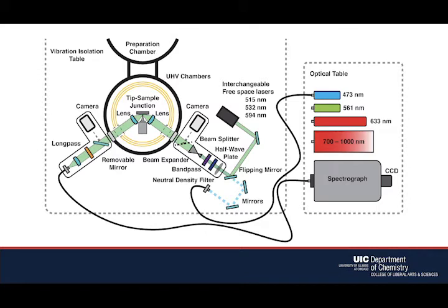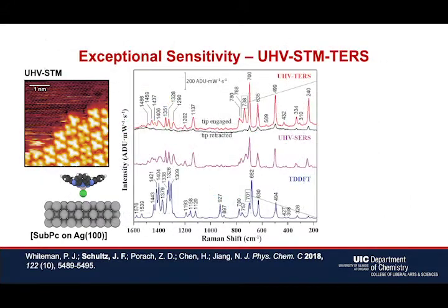Some TERS setups sacrifice the high-resolution imaging capabilities of STM in favor of optimizing optical coupling into the tip sample junction. However, the design shown here preserves the atomic scale imaging of the STM, resulting in a powerful tool to investigate surface-supported nanostructures. This first project shown here highlights the ability to use this instrument to combine both techniques.